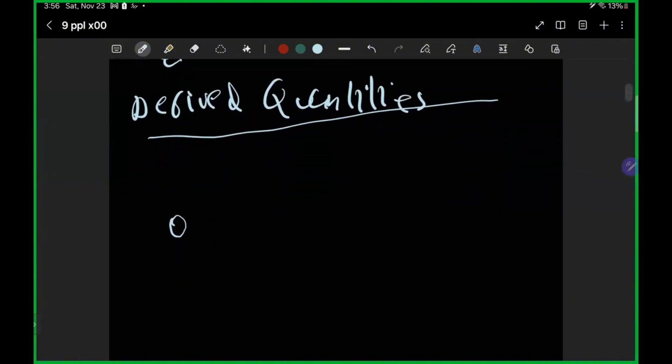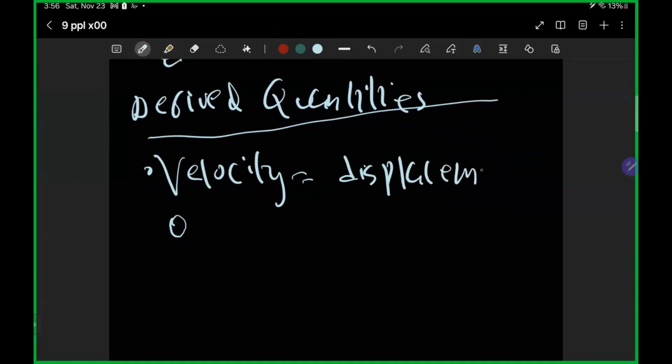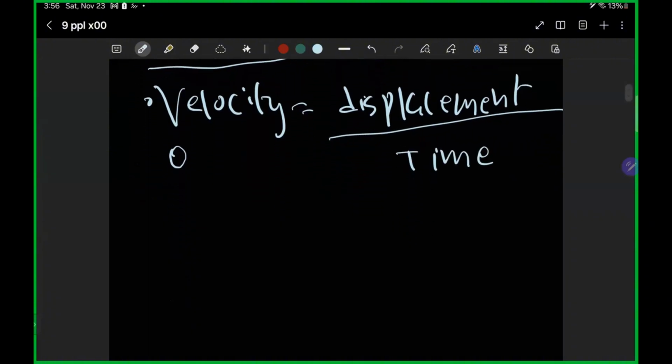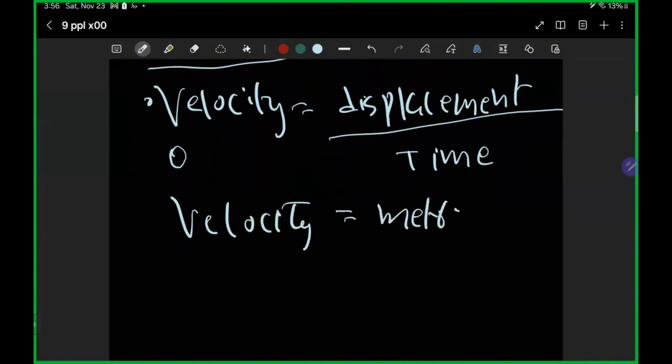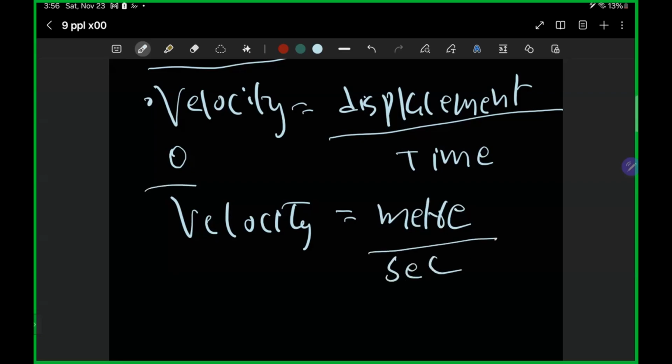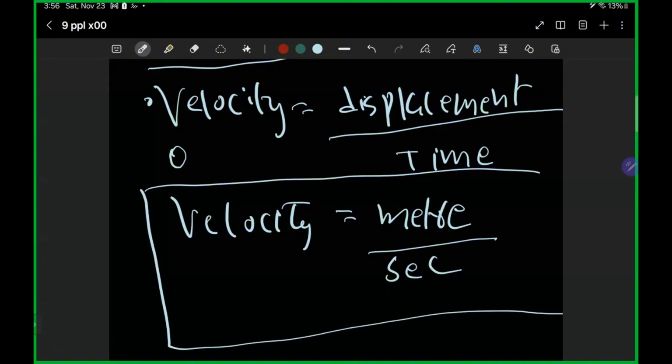First of all, let us go to velocity. What is the formula for velocity? It is a derived quantity, and velocity is defined as displacement over time. What is the unit for displacement? Displacement is a length, so it is measured in meters. And what is the unit for time? This is second. So the unit for velocity is meter per second.